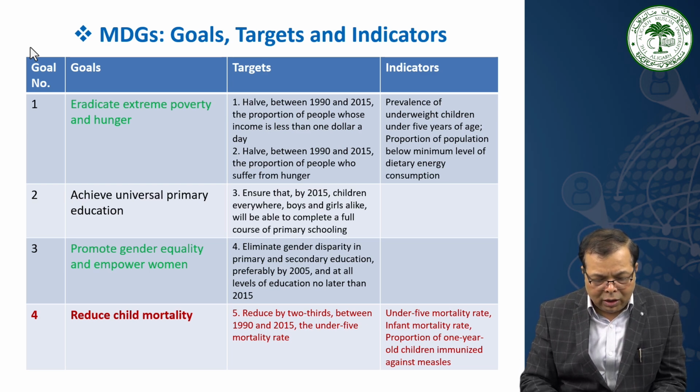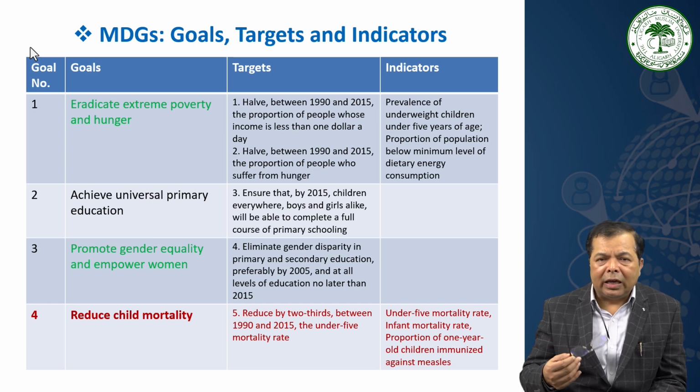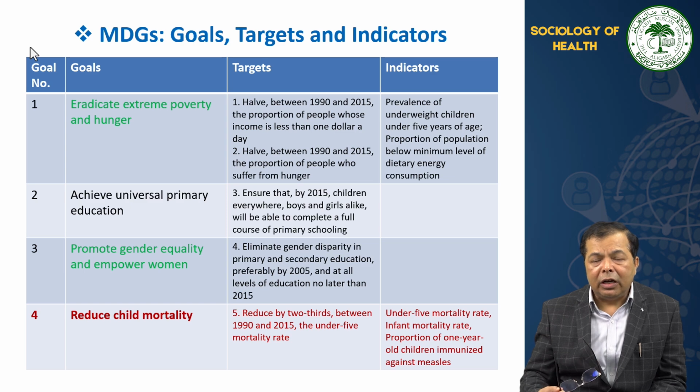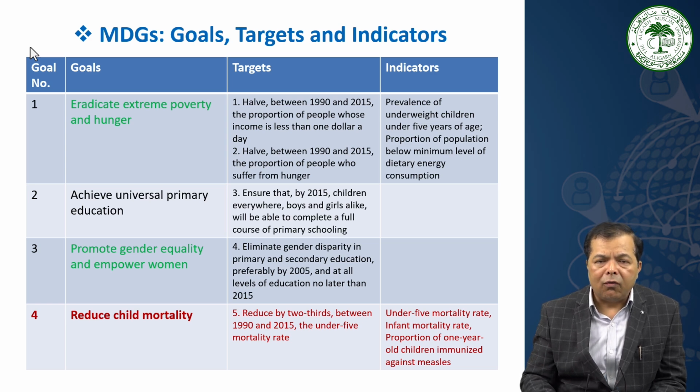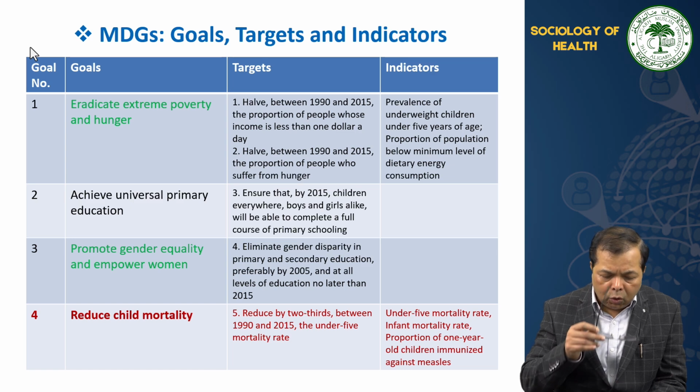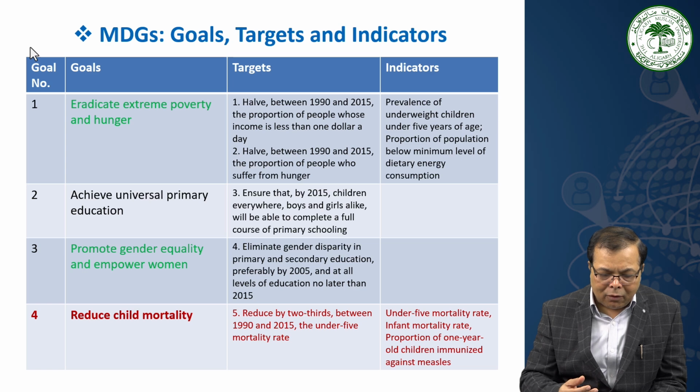Then the third important goal is to promote gender equality and empower women. We just talked about the ICPD conference, and if you want to take care of the reproductive needs of women, we will see that the problems of maternal mortality and infant mortality are related with the problem of reproductive health, right? And that is again related with the empowerment of women. So this third goal is gender equality and empowerment of women.